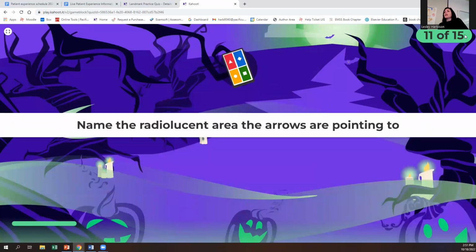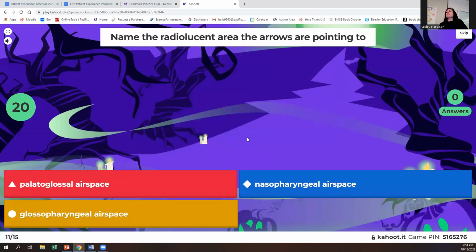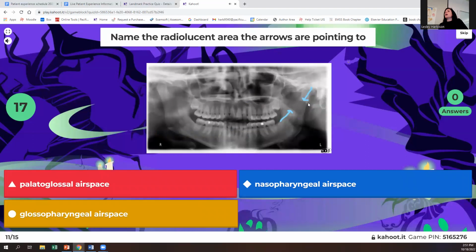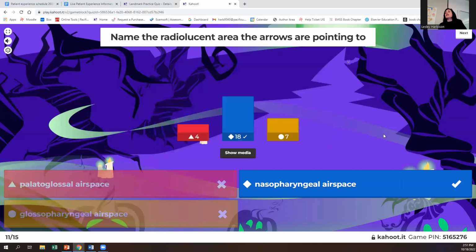Okay, name the radiolucent area that the arrows are pointing to. Notice how it's sort of sandwiching an area and it's radiolucent. All of them are air spaces, so you've got to know it's an airspace. Nasopharyngeal is on the sides, and then oropharyngeal is down a little bit lower. And then the palatoglossal is the one above the maxillary teeth.